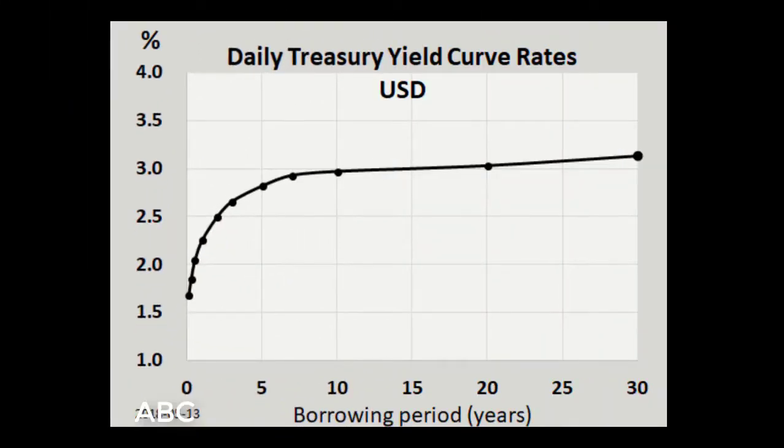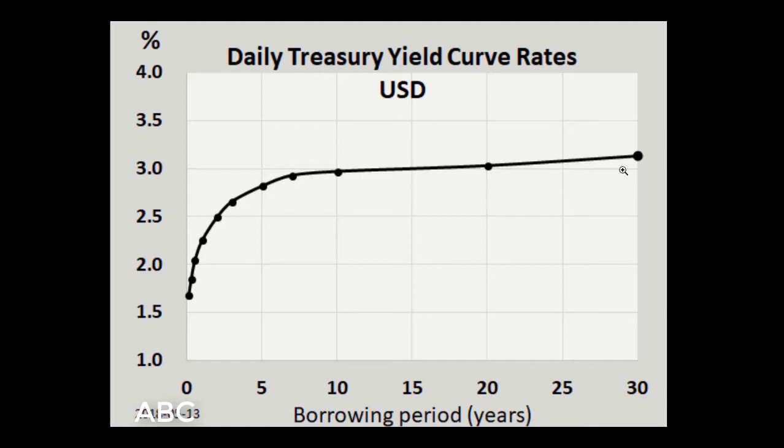So what I want to do here is start out with what we call a normal yield curve, an upward sloping yield curve. And as you can see, this is the yield curve for Treasury interest rates. And I'll explain why Treasury rates. But let's look at the x-axis here. It says borrowing periods are in years. It's really the maturity of a bond. And the y-axis is the interest rate.